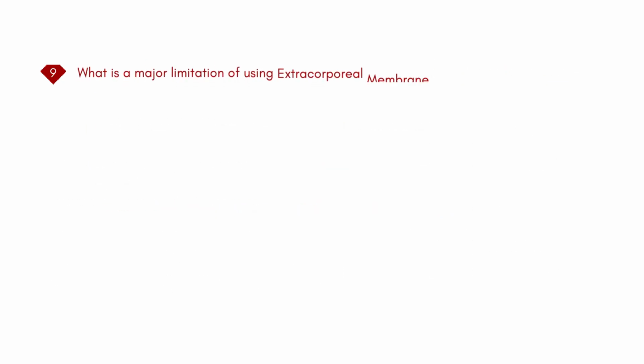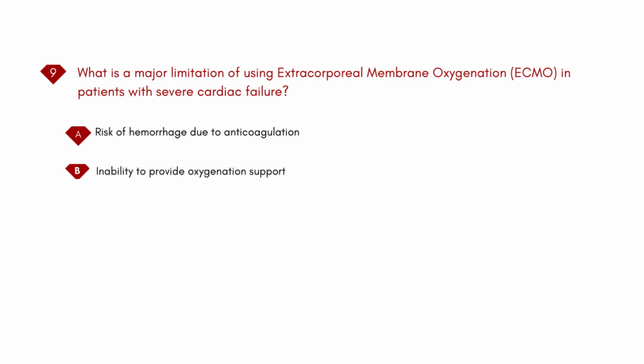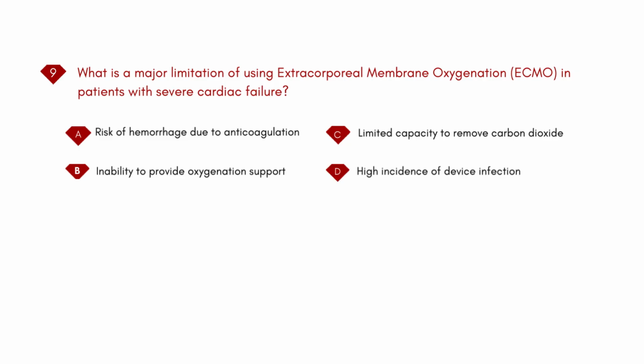What is a major limitation of using extracorporeal membrane oxygenation, ECMO, in patients with severe cardiac failure? A. Risk of hemorrhage due to anticoagulation. B. Inability to provide oxygenation support. C. Limited capacity to remove carbon dioxide. D. High incidence of device infection. Answer: A. Risk of hemorrhage due to anticoagulation.